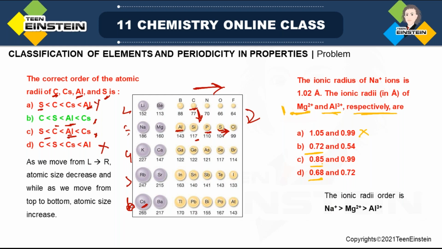Here C is not possible, because in case of C 0.85 but 0.99 for aluminium, but aluminium should be lesser than this. So that is why this should be the correct option. 0.72, that is for Mg, and this is for aluminium. This cannot be true because the next value is higher. This is also not possible. 0.72 is greater than 0.68. So option B should be the correct option.